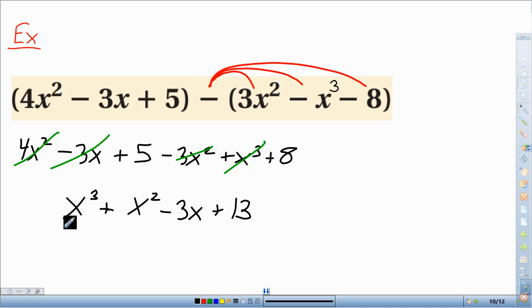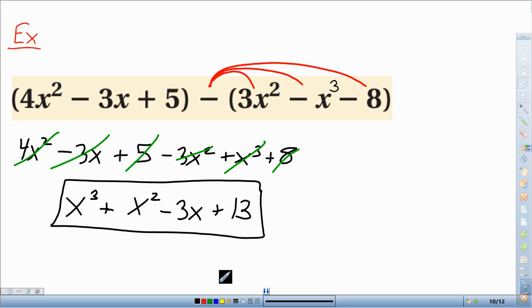Okay, and now I'm just taking another look, and I'm thinking, have I combined everything that I can? Yeah, I'm good. I can tell that because I crossed them out. Do I have any other like terms that I need to combine? Nope, these are all different. So I know this thing is completely simplified. Okay, cool.